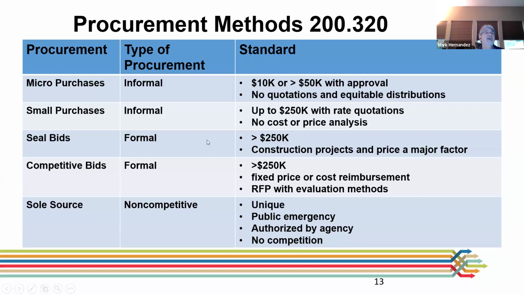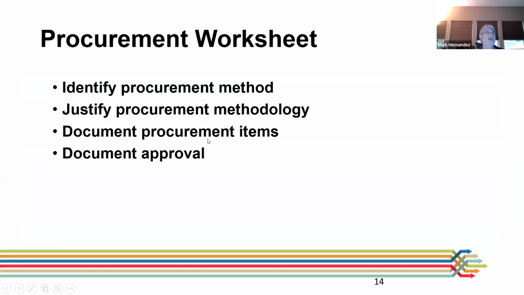So with that, how do you document it? One of the things in the procurement, you should identify which methodology you're using and the justification for that methodology, which is pretty simple. If it was a micro purchase, you just say micro purchases are the process, and we don't need to do bids or other things like that. And you can follow through in that situation.